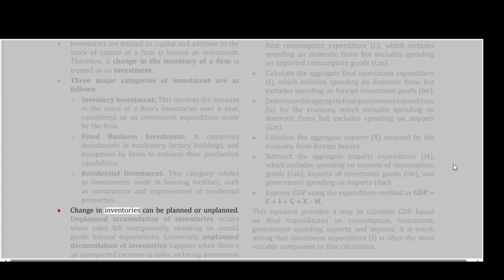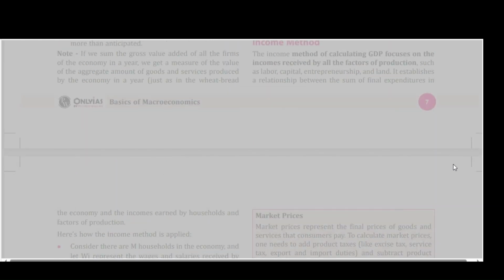Change in inventories can be planned or unplanned. Unplanned accumulation of inventories occurs when sales fall unexpectedly, resulting in unsold goods beyond expectations. Conversely, unplanned decumulation of inventories happens when there's an unexpected increase in sales, reducing inventories more than anticipated.